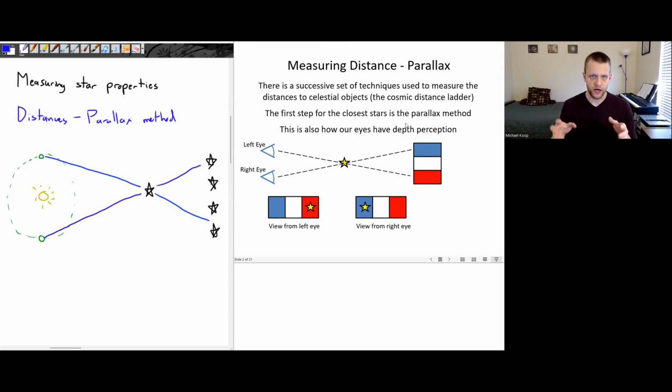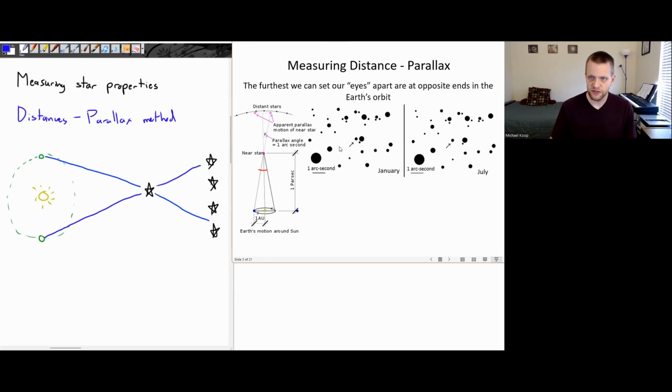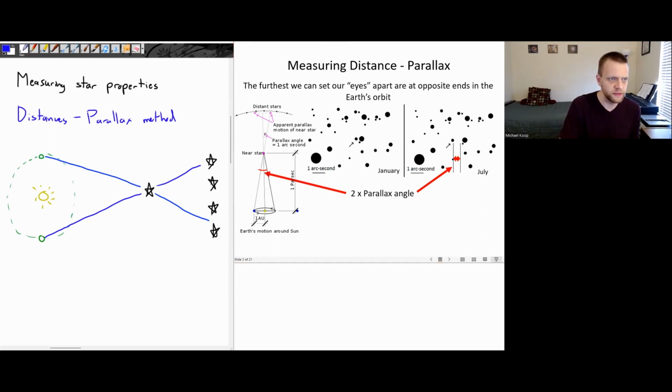So for this parallax method to work, because stars are so distant, we actually need to use the entire size of Earth's orbit as our observing platform. So again, the furthest we can set our eyes apart are at opposite ends of the Earth's orbit. So over a 6-month period, you'll actually observe that the locations of relatively nearby stars will shift on the sky compared to background stars. And this allows us to measure something called the parallax angle. So the parallax angle, let me write this one down.